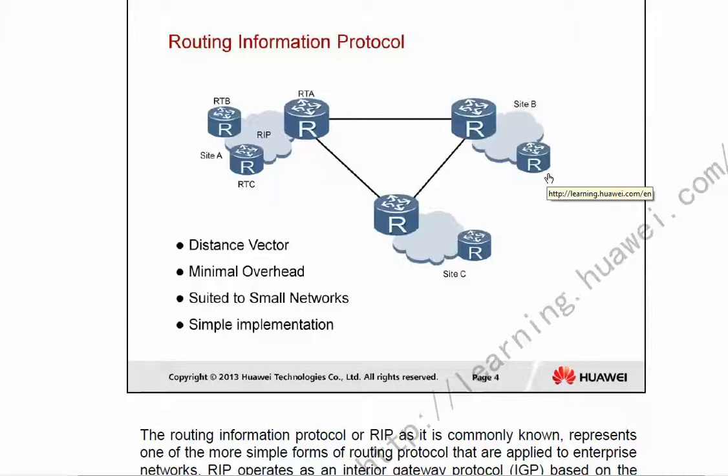RIP is an IGP, interior gateway protocol, based on, again, the Bellman-Ford algorithm, which operates on the basis of distance vector. RIP contains a minimum number of parameters and requires limited bandwidth, configuration and management time, so it is ideal for small networks.